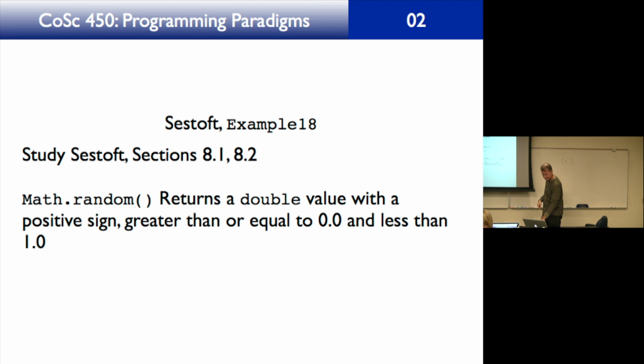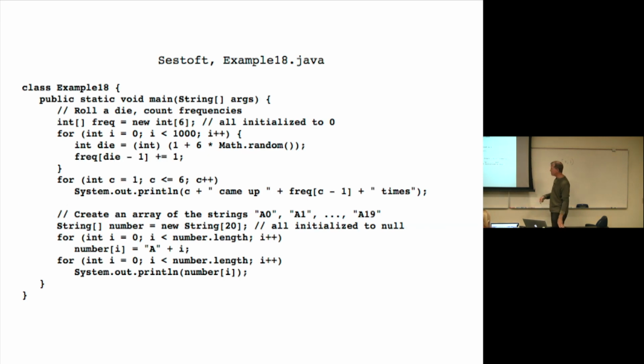Okay. So let's take a look at the code and see if we can predict what comes out. Public static void main String. Oh, here's a comment: roll a die, count frequencies. Oh, I don't think we're going to be able to predict this. So now let's take a look at what this code does.